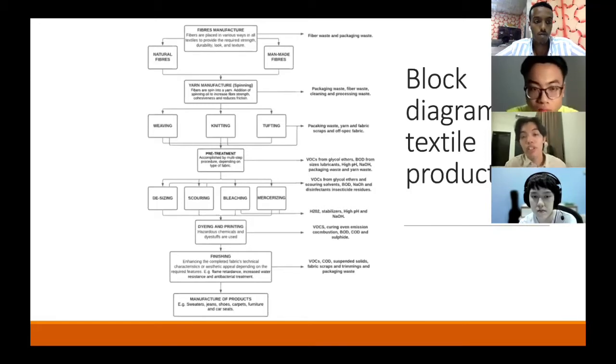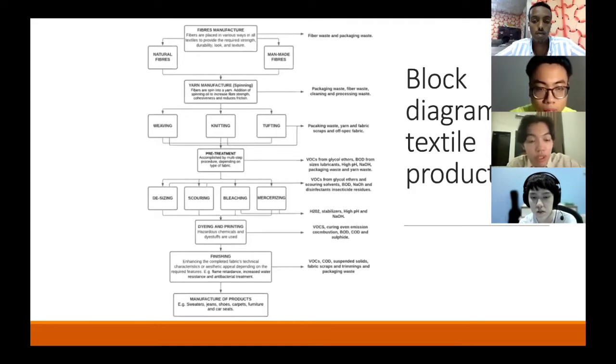Fibers are spun into yarn where oil is added to the fiber to increase strength, cohesiveness, and reduction of friction. Next is the manufacturing of fabric, where there are different types of procedures such as weaving, knitting, and tufting. The next step is the pre-treatment, which is accomplished by a multi-step procedure depending on the type of fabric. These steps are such as sizing, scouring, bleaching, and mercerizing.